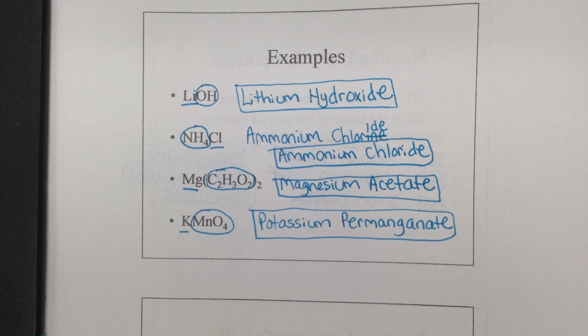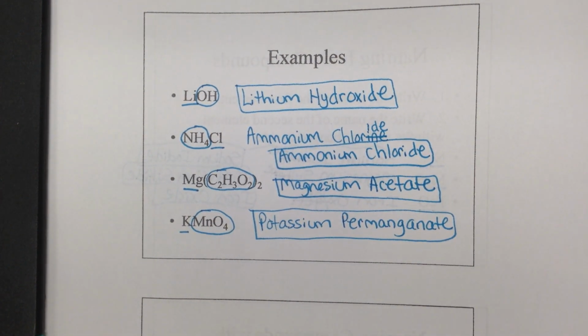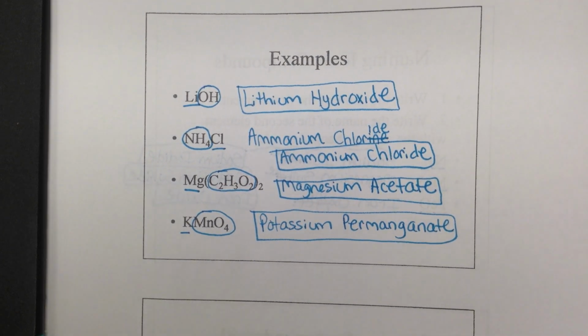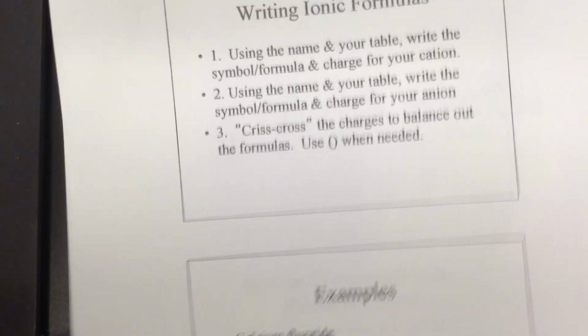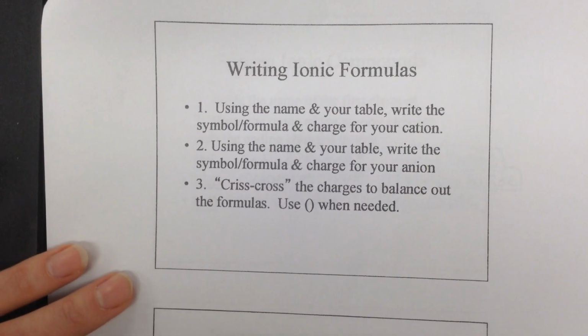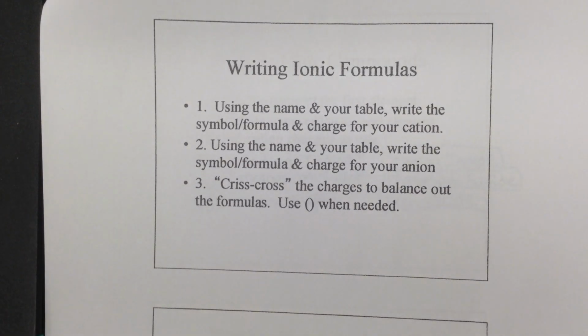Okay, so there you have it, naming ionic compounds when it's just a regular metal and nonmetal, like we did on the first slide, or when it's a metal with a poly. So what we're going to do now is flip, and now I'm going to show you how to write your ionic bond formulas. You learned how to name them, and now you're going to be able to write their formulas.